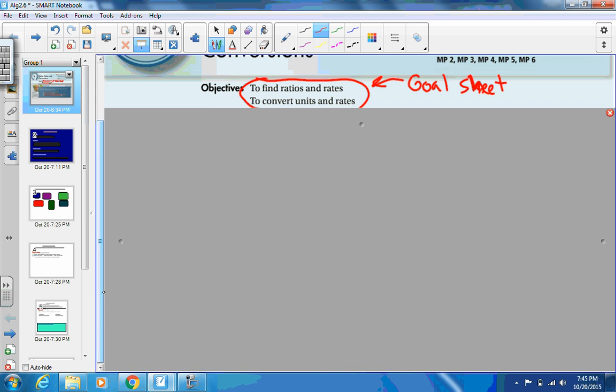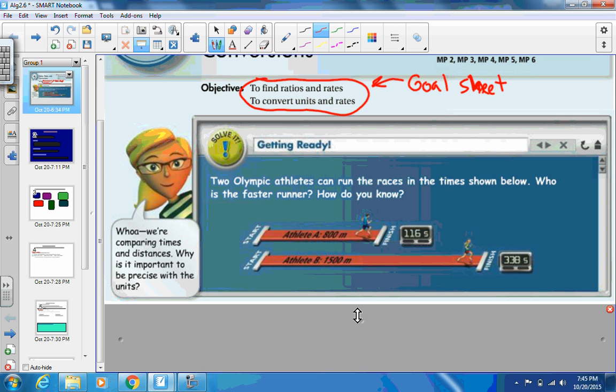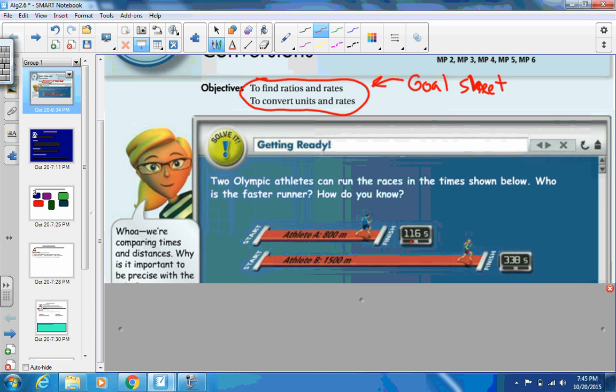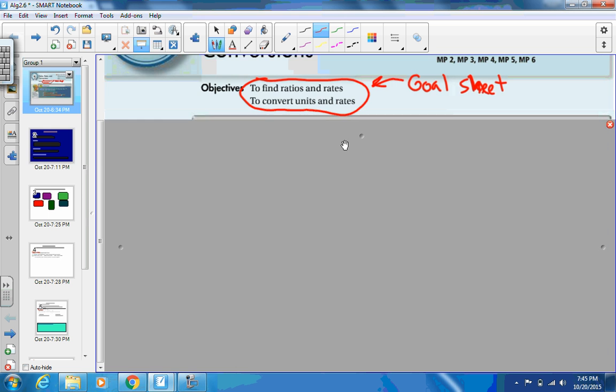As you're writing those down, the situation we're thinking about is one like this. Two Olympic athletes can run the races in the time shown below. This one is an 800-meter race in 116 seconds. This is a 1,500-meter race in 338 seconds. We want to figure out who's the fastest runner. Even though they're different lengths, we can figure out on average who's the fastest runner. That's a goal we're going to work toward with ratios and rates.